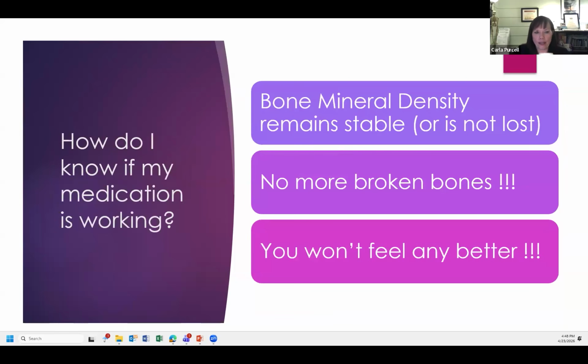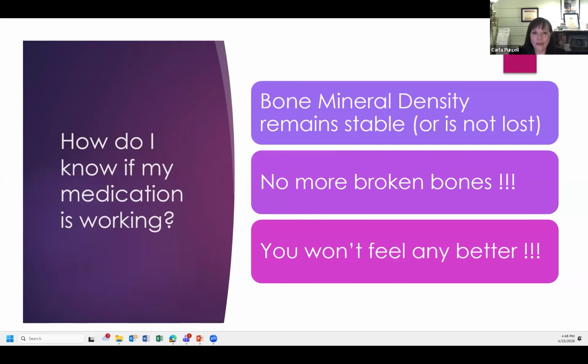And how do you know if your medication is working? This is the hardest part about the osteoporosis medications. You can do everything right, and I can't reward you and tell you that your medication is working, because it does not make you feel better. It doesn't make you taller. It doesn't make you prettier. It's not going to do any of those things.